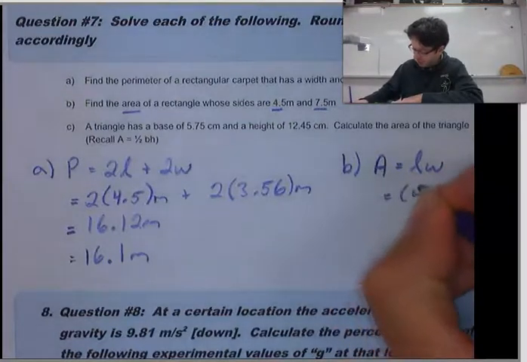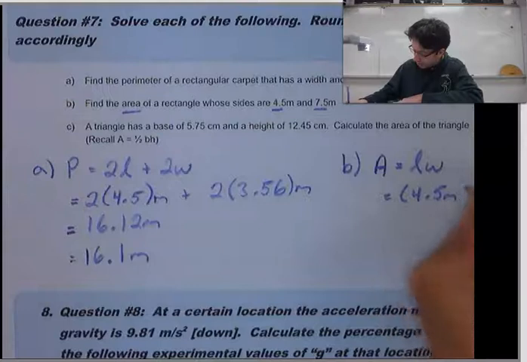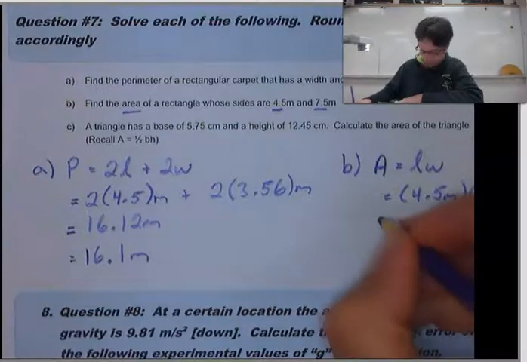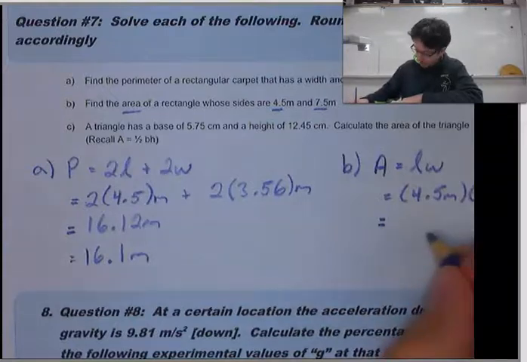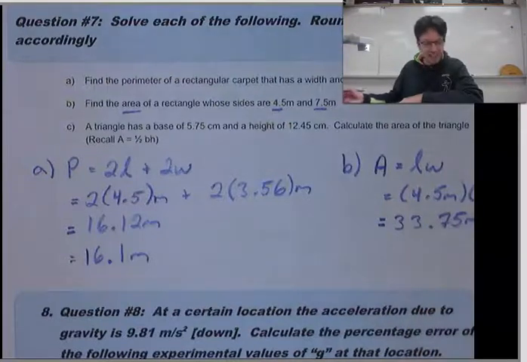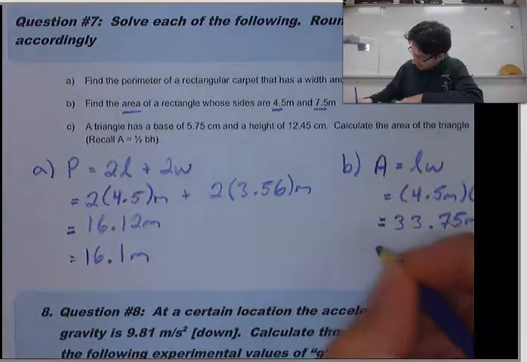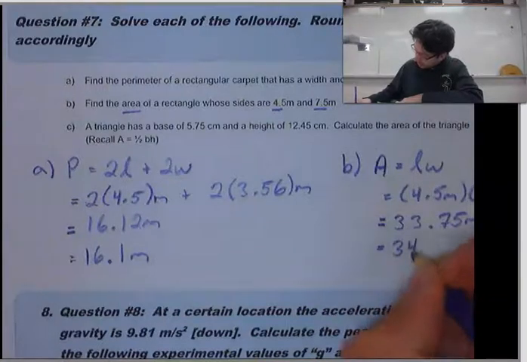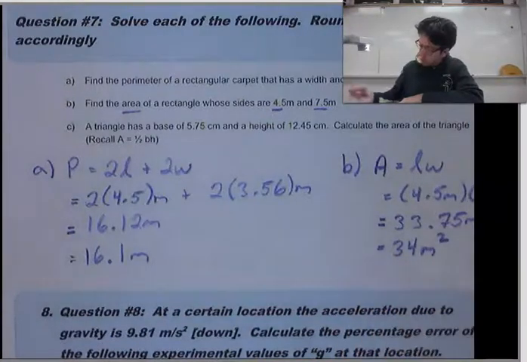When we do 4.5 meters times 7.5 meters, we'll get 33.75 meters squared. But then again, we need to round to 2 significant digits, so we're going to write it as 34 meters squared.